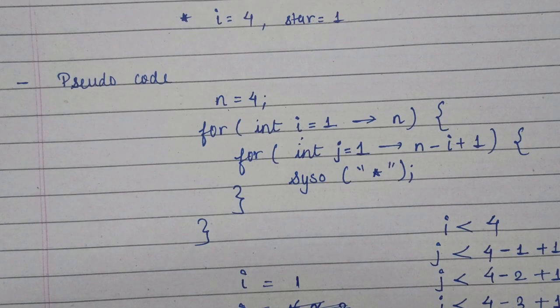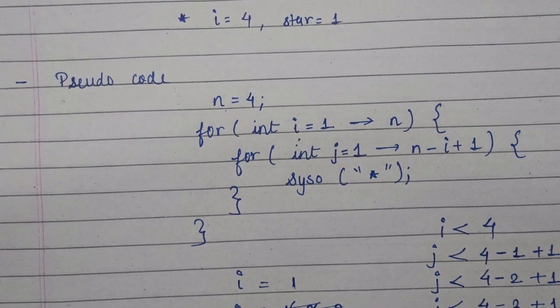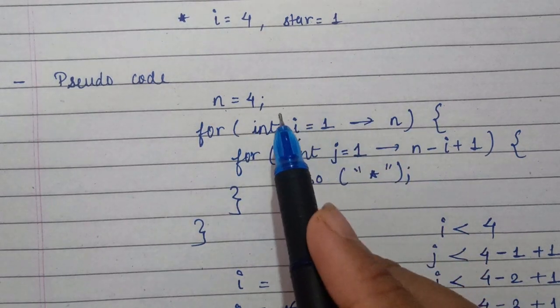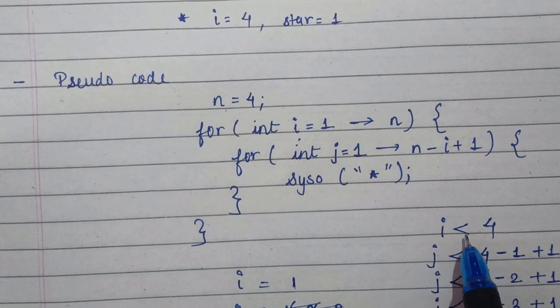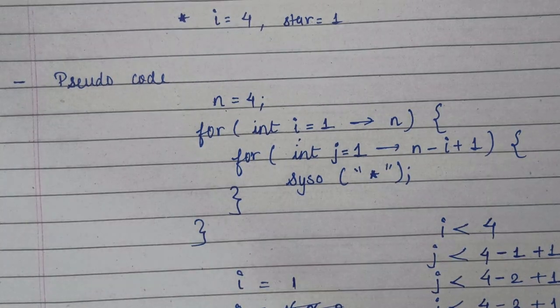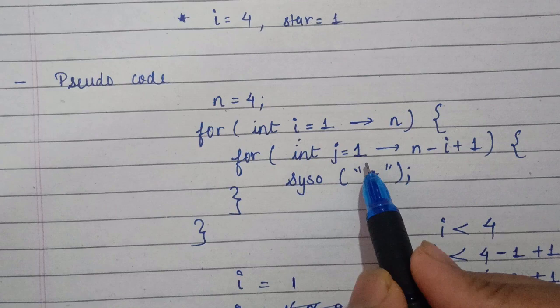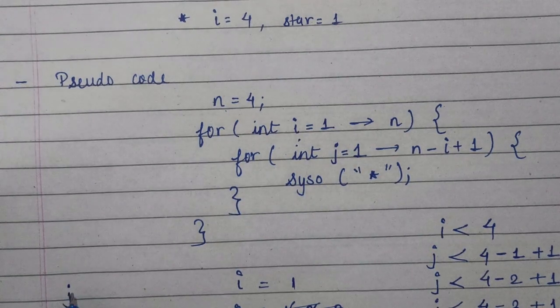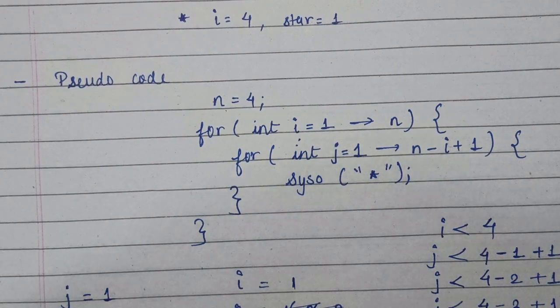Okay, so let's start. Initially the i's value is 1. Okay, and here the condition is i less than or equal to n, and the value of n is 4. I should be less than or equal to 4, means 1 is less than or equal to 4. The condition is true. Then it will enter into the inner loop. J is equal to 1.